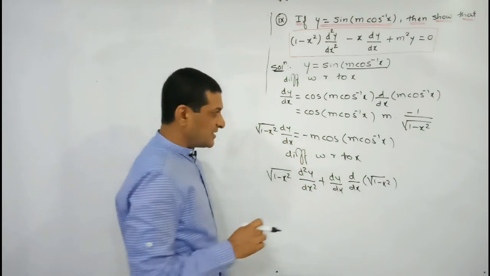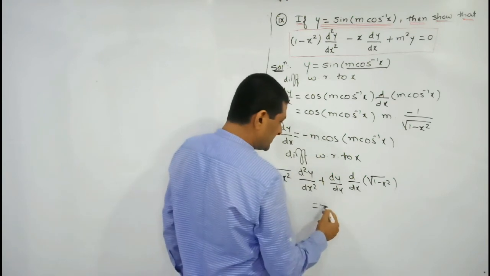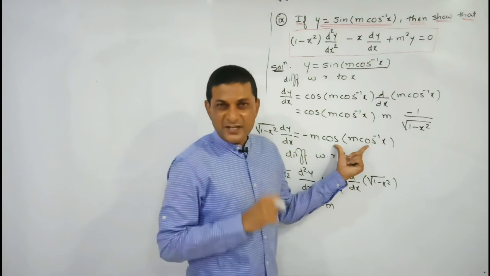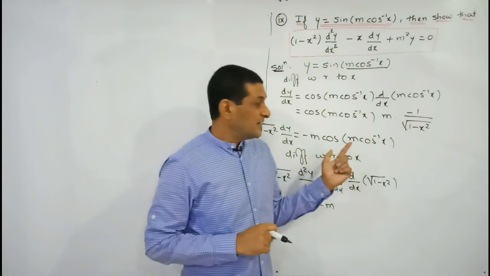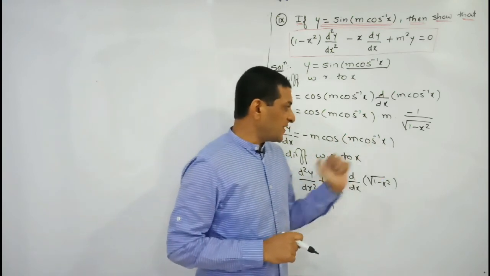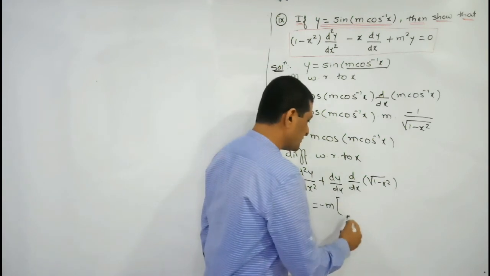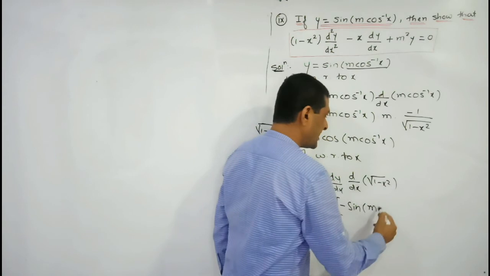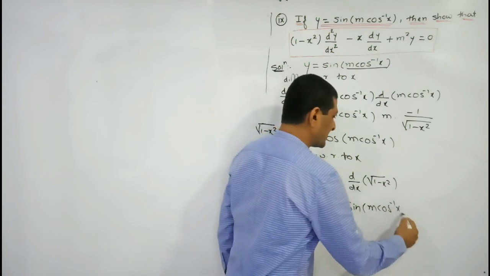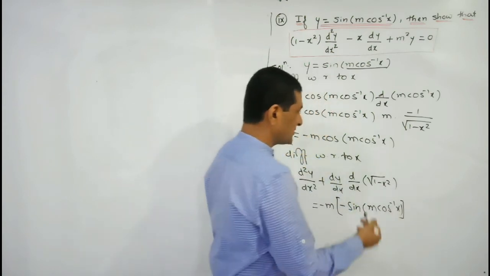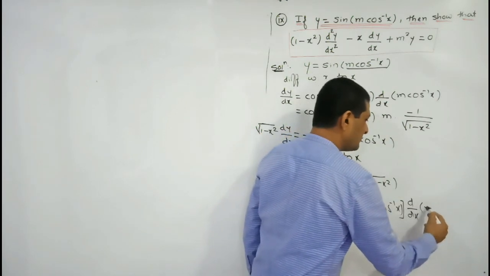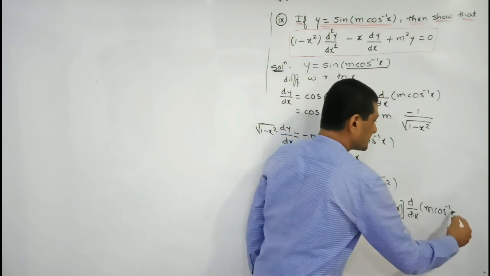Now on the right hand side, minus m, keep it as it is. Now we are finding this differentiation. Check, it is in which form? It is in the form of cos f(x). And what is the derivative of cos f(x)? It will be equal to minus sin f(x). What is f(x)? m cos⁻¹ x, isn't it? m cos⁻¹ x into the derivative of this f(x), means the derivative of m cos⁻¹ x.